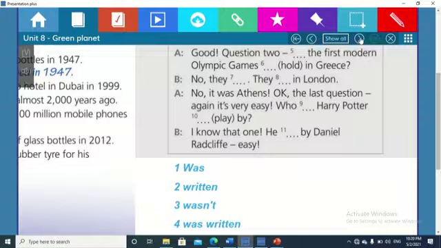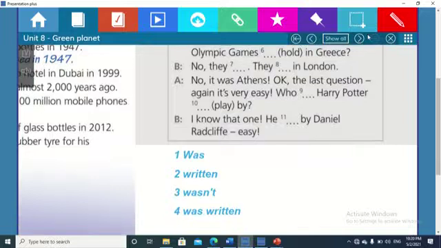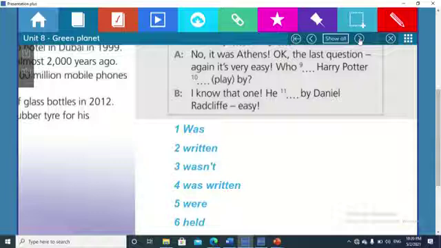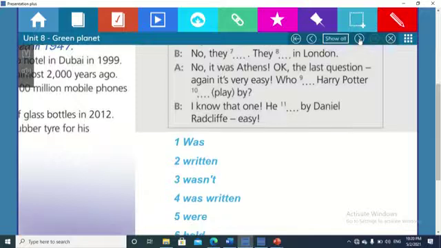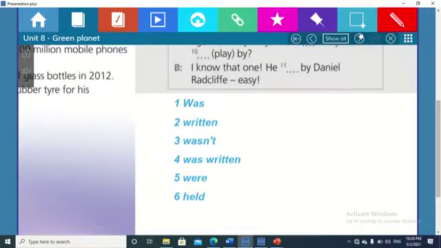What about 5? Good. Question 2. The first modern Olympic Games. Now we have a plural, so we start our yes/no question with were, of course, because it's plural. Were held, which is the past participle of hold. Okay, what about the third question? No, they weren't, they were held in London.